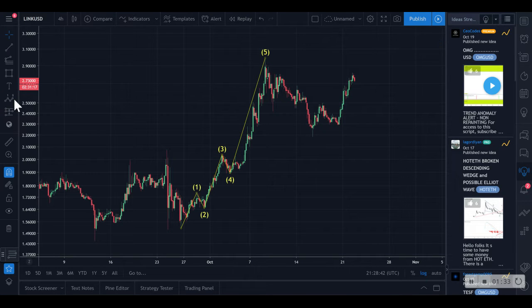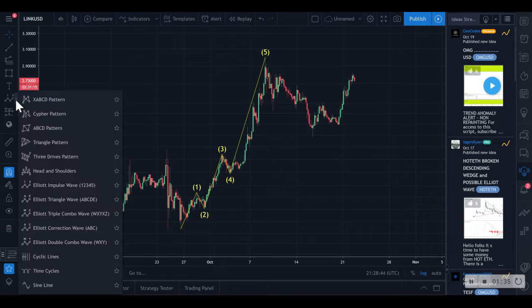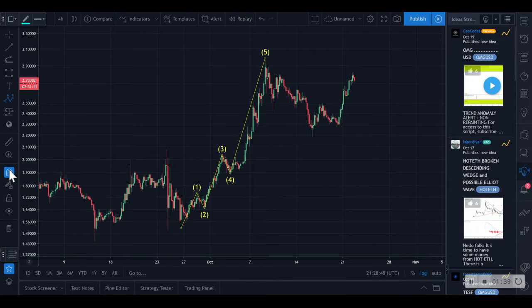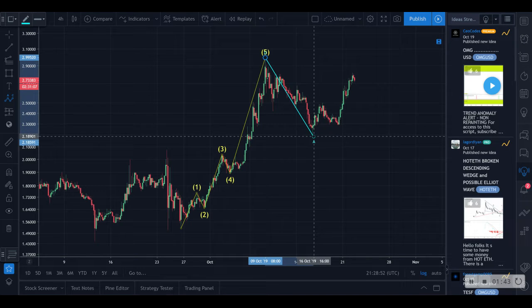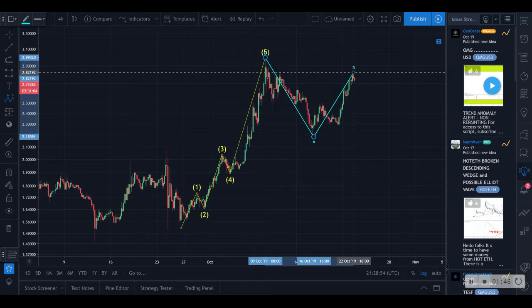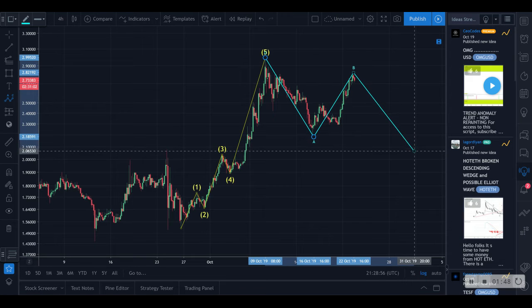Now I'm going to go into where I think we are in the current corrective structure. I believe right here is where the A starts, this is where it ends, this is where the B ends, and the C is going to have to end somewhere down here.